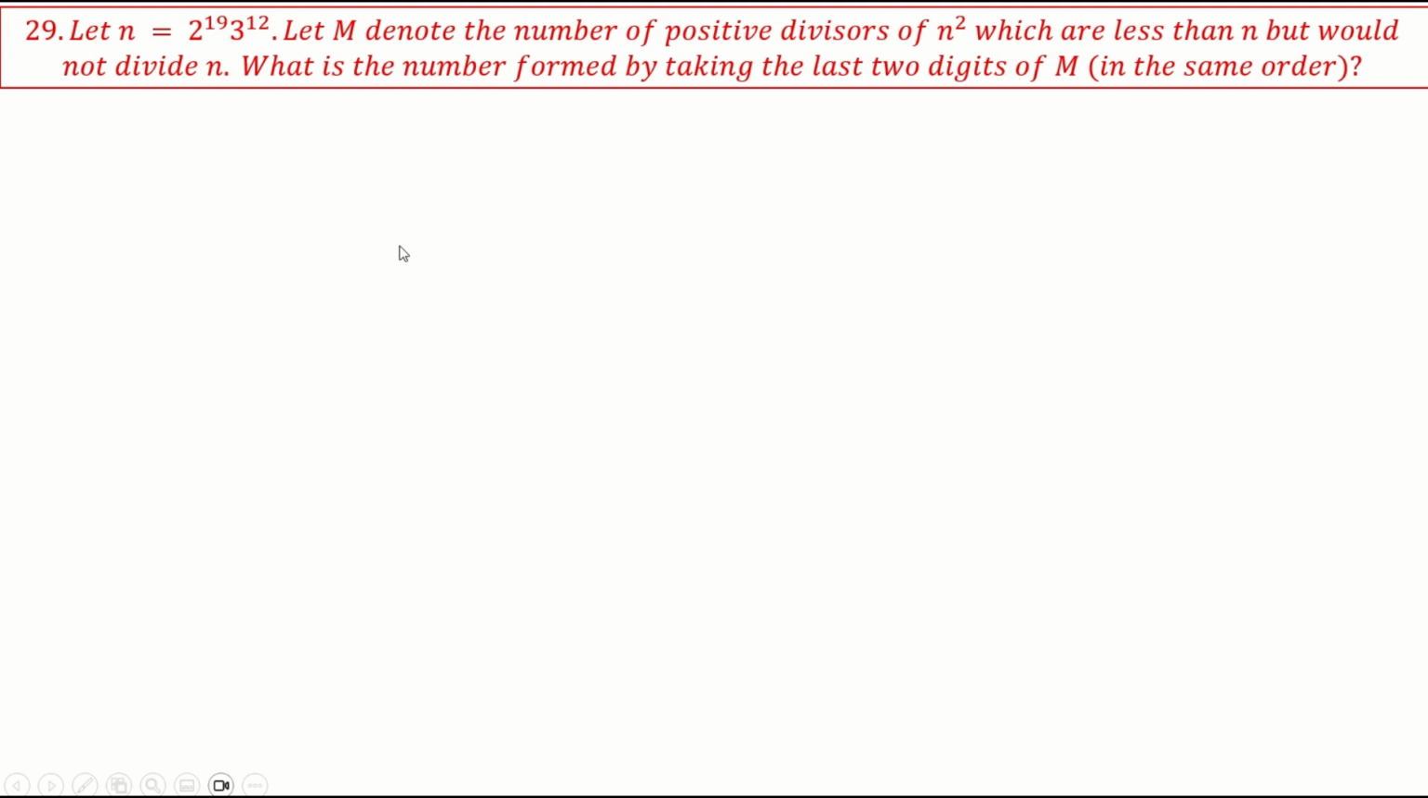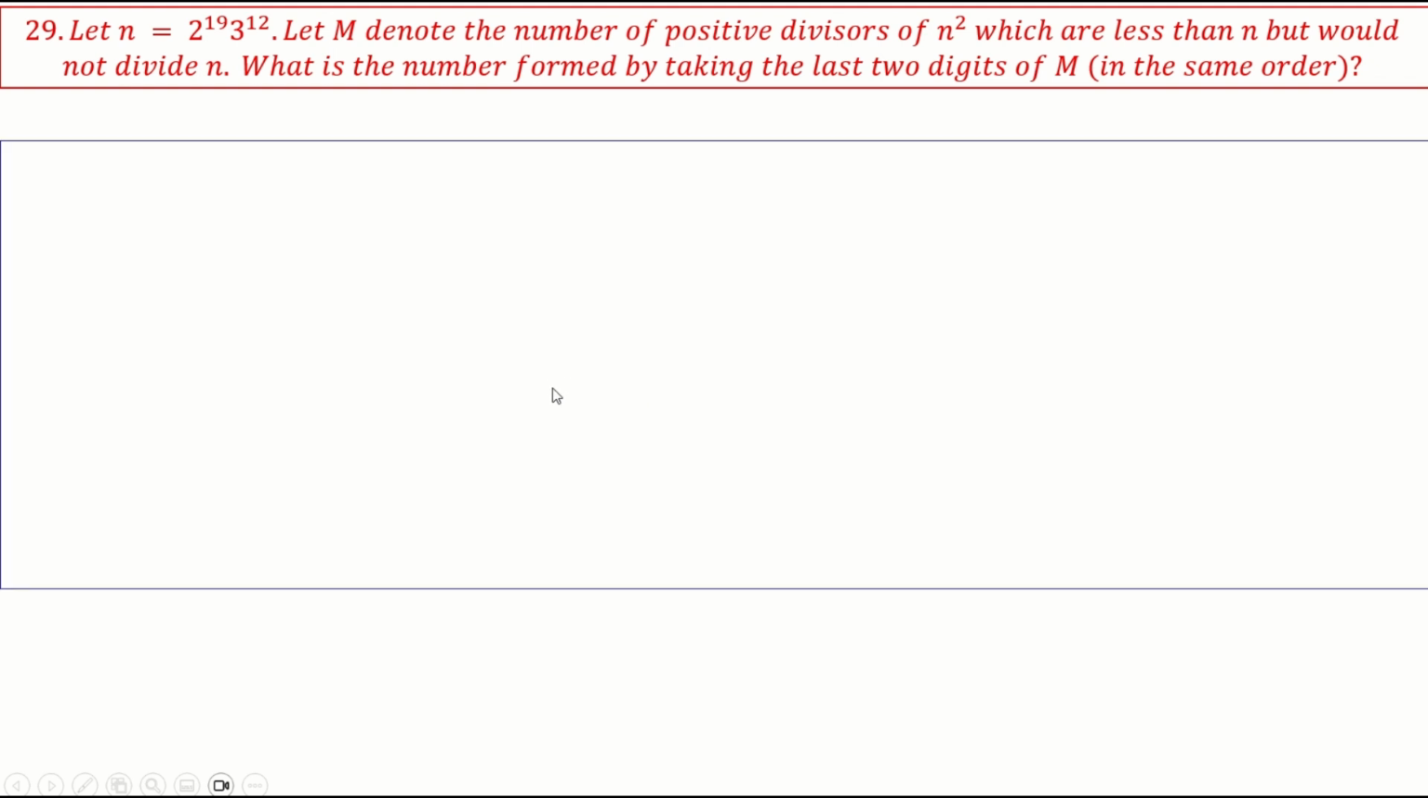Now, how to do this? This is also again a number theory problem. You should be very good in number theory to understand this problem and solve it easily. This is a very easy problem to solve if you are good in number theory. So n is this one, 2 to the power of 19 into 3 to the power of 12. N square is 2 to the power of 38 into 3 to the power of 24.